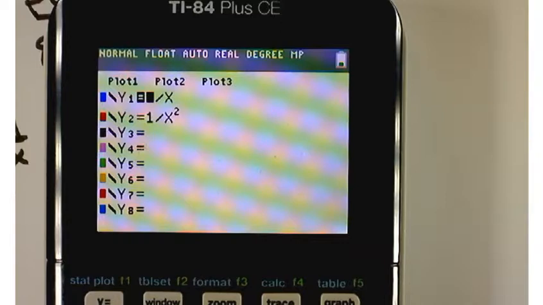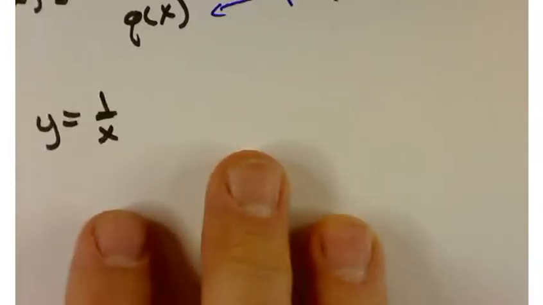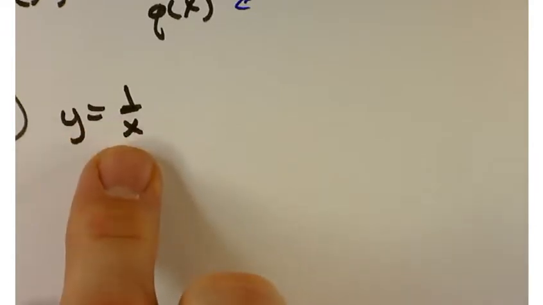Let's actually make a little bit of a table for this. So I'll hit the second key, then the graph key. That takes me to the table. And I'm going to plug in values for x. Now, when I do this, there's one value of x that's going to create a little bit of a problem. Can you see what value of x is going to create a problem?